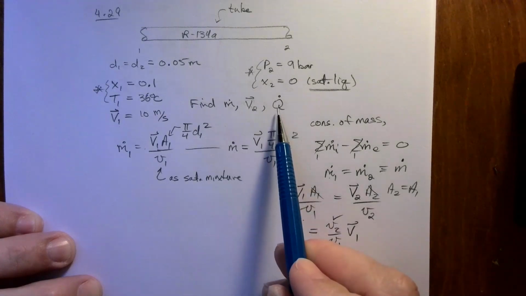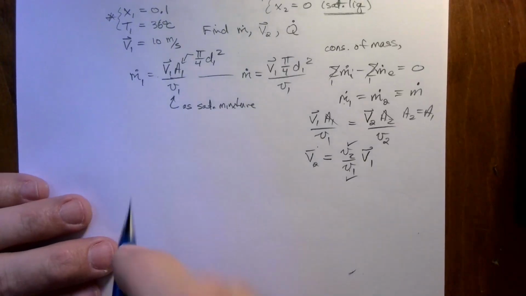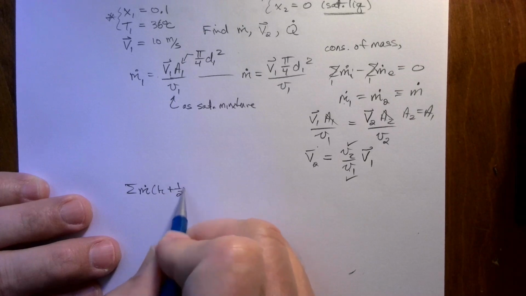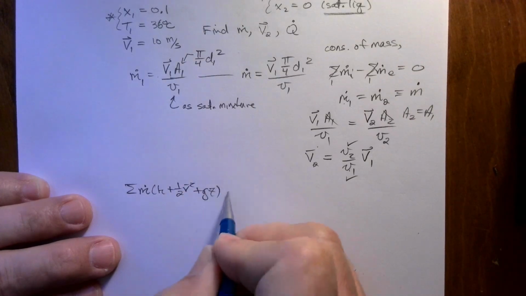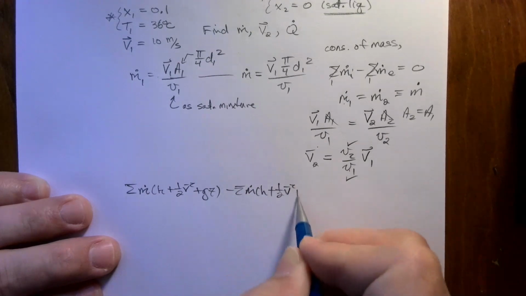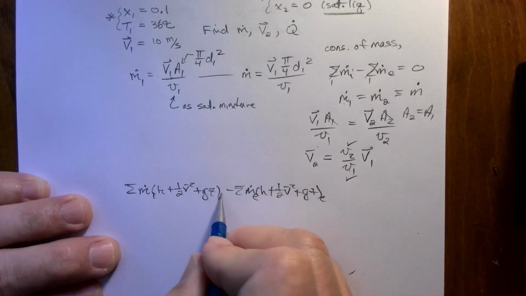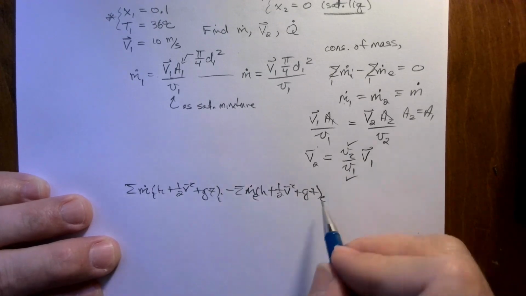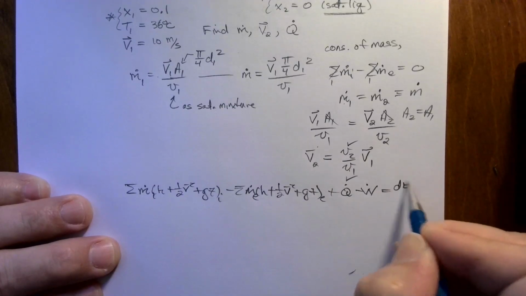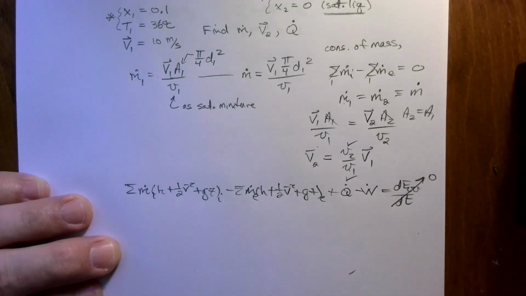The last question is for Q dot, which is going to show up in an energy balance. So let's write out the energy balance. Summation of m dot times h plus 1/2 the velocity squared plus gz, minus the summation of m dot times h plus 1/2 the velocity squared plus gz. Right, so this is at the exits. This is over all the inlets, what's coming in, plus Q dot minus W dot equals 0, because it's in steady state.